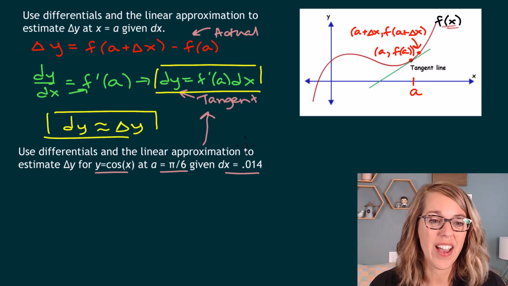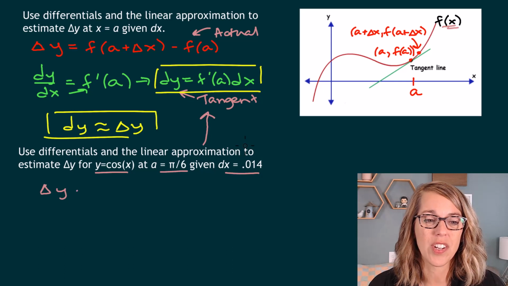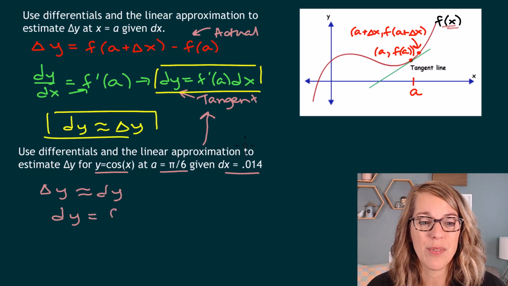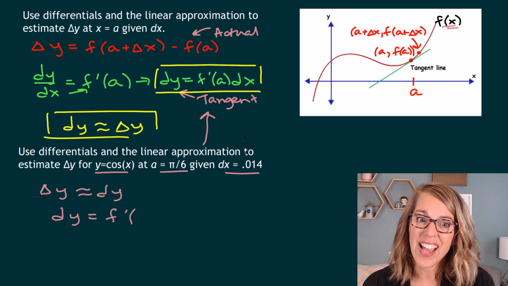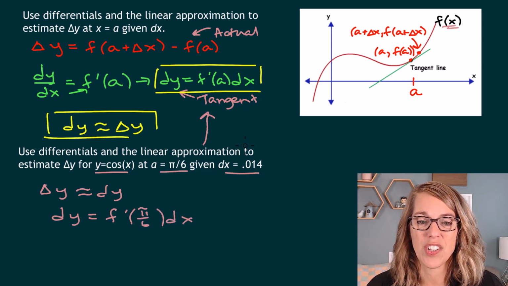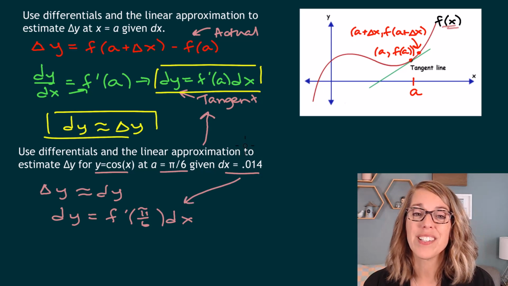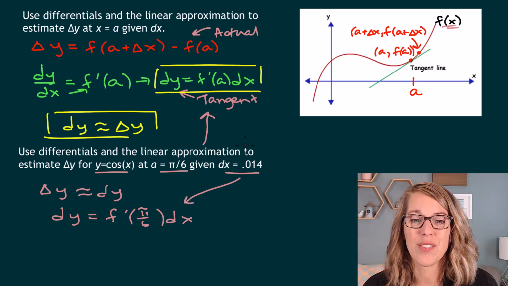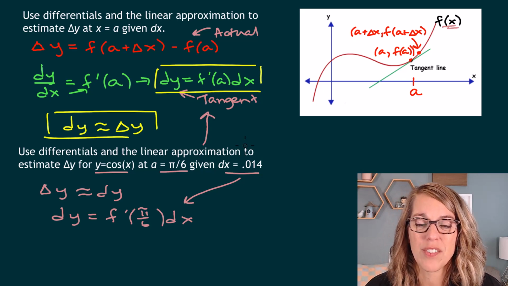So we know that the actual difference in the y direction can be approximated by dy. Using that formula up above, we've got dy is equal to the derivative at a is equal to pi sixths, times the difference in the x direction dx, and that's going to be our 0.014. So the only piece I don't have is my derivative. Let's go ahead and figure out what that derivative is.